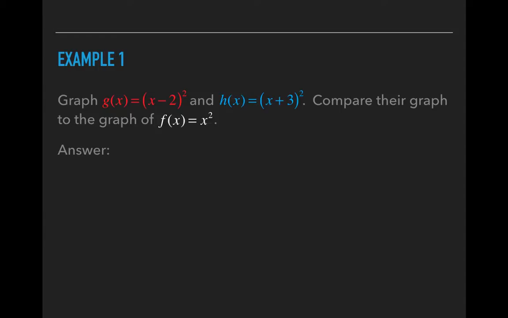I want you to take a moment right now to use your graphing calculator to graph that red function g, the h function, and the f function. And I would encourage you to use 3 different colors for those, or at least label them so that you'll be able to differentiate them. Graph them, and then we're going to compare the graphs of all of them. So pause this video and take a moment to do so in your notes.